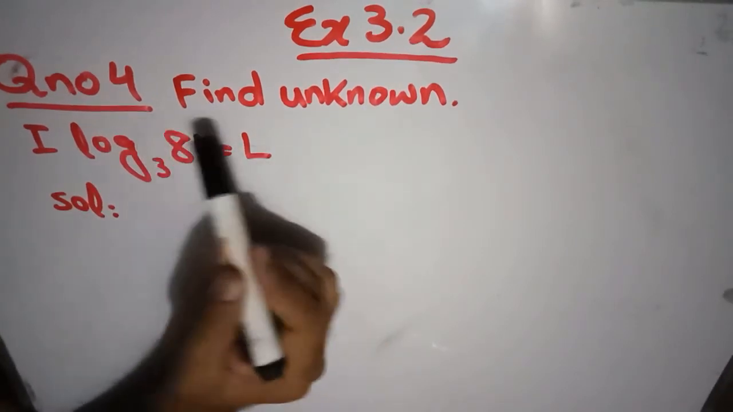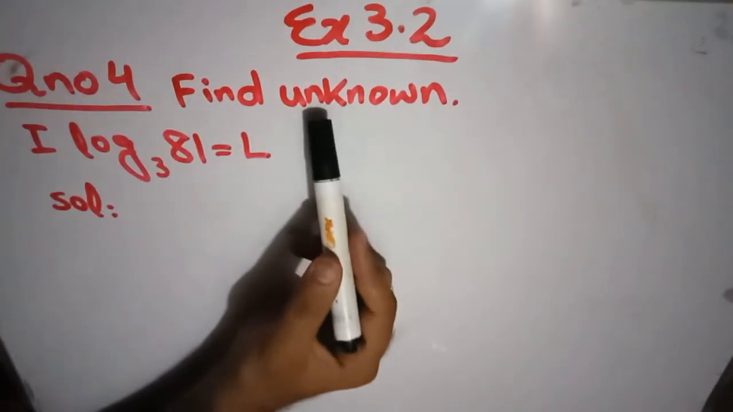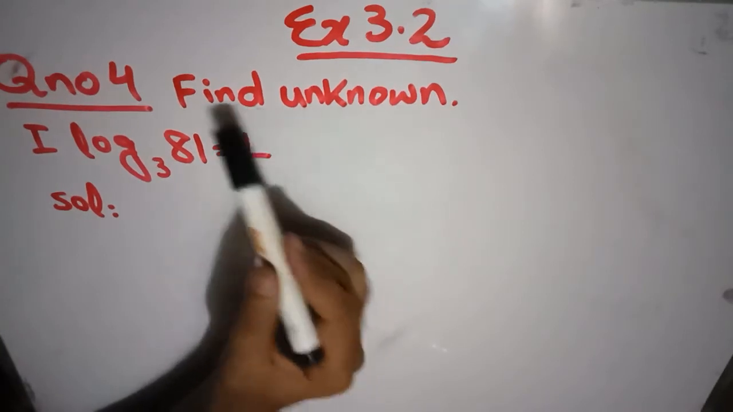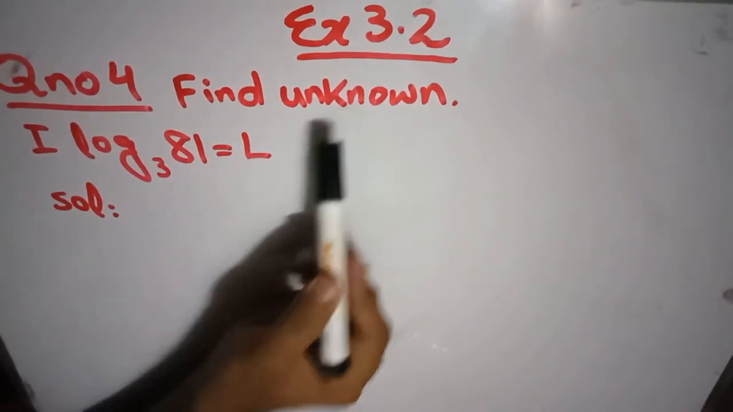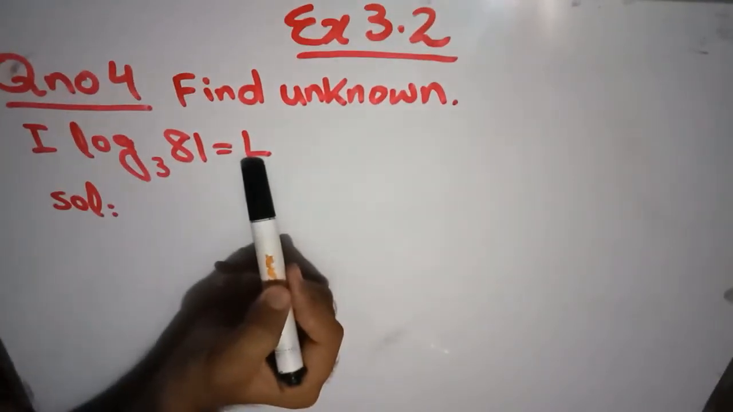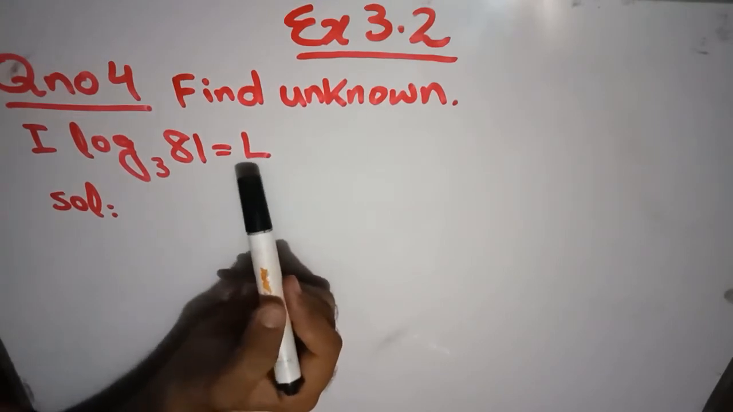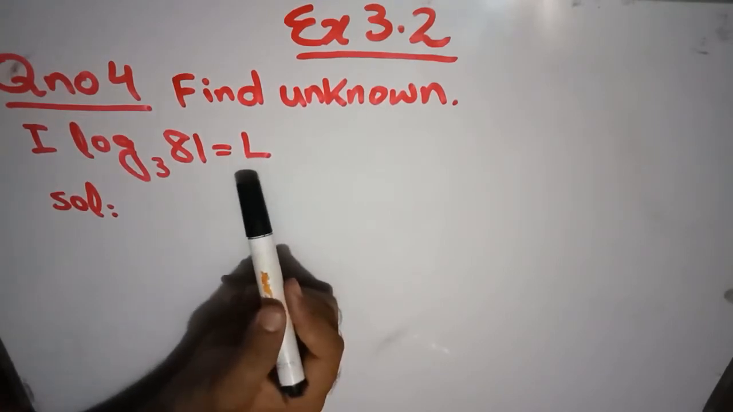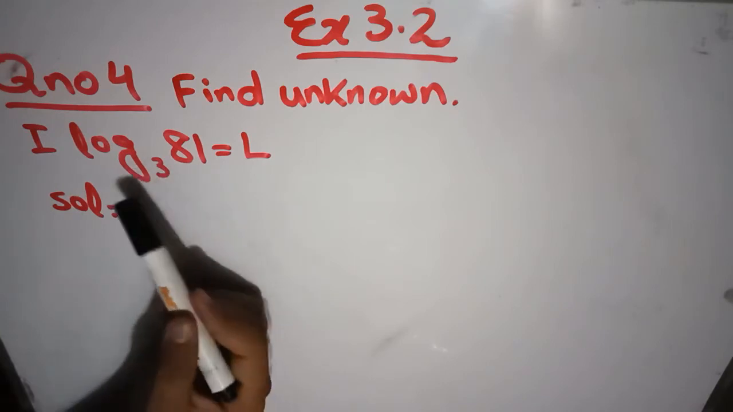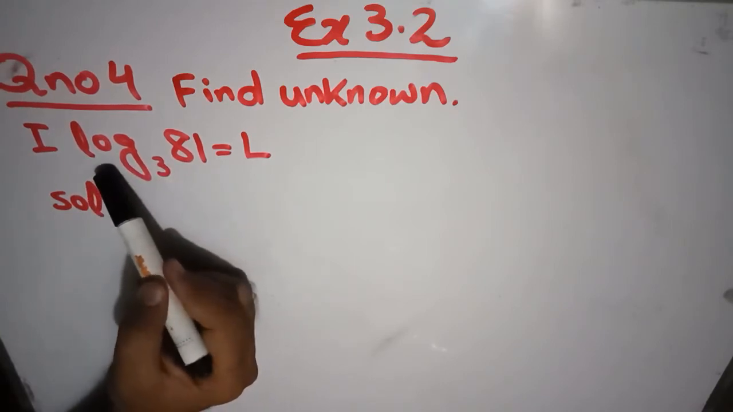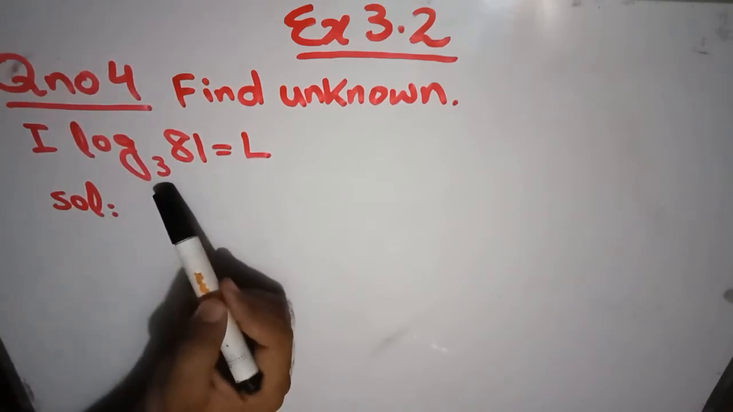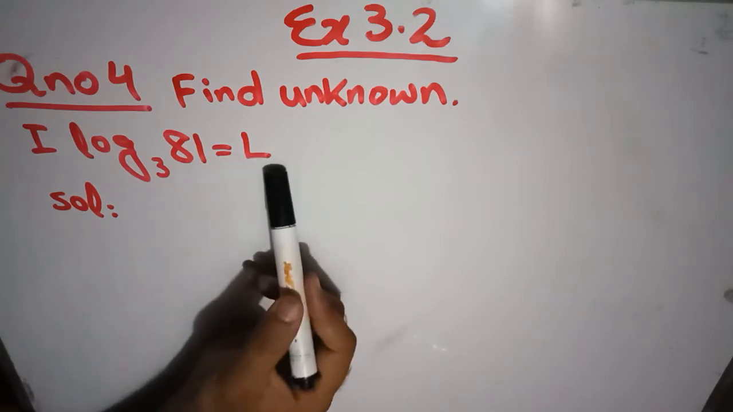In question number 4 we will have to find the unknown variable. What is unknown in this question? That is just a variable, that is L. So you have to find this. It is a question of logarithm. So the question is log base 3 of 81 is equal to L.